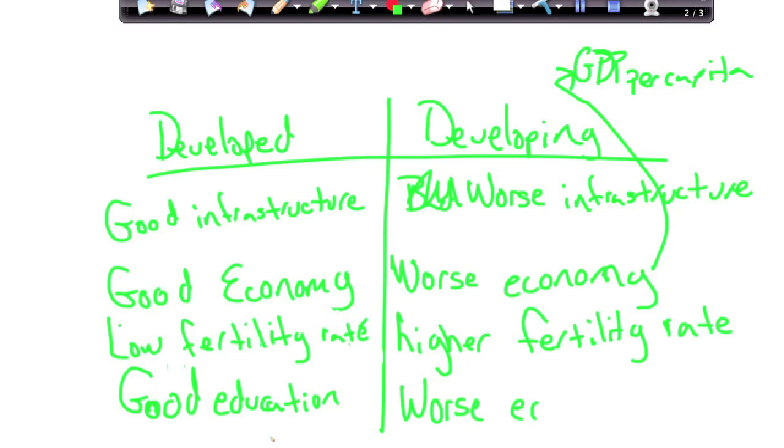And that contributes to that fertility rate, right? The more educated women are and the more educated people are in general, the lower that fertility rate tends to get. So those two things are very closely related.